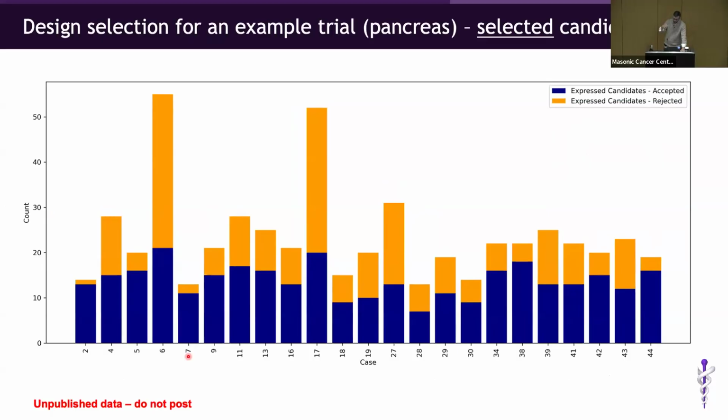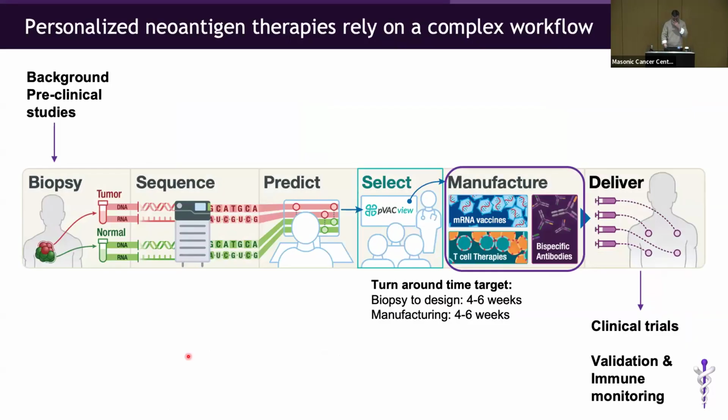And there again, we have an attrition where about the top half are selected. If it's a really heavily mutated tumor, then we might be able to be a little more particular about what gets included or not. But in this case, we're seeing an end result of 10 to 20 candidates for each patient's tumor. And then we get to the manufacturing stage.